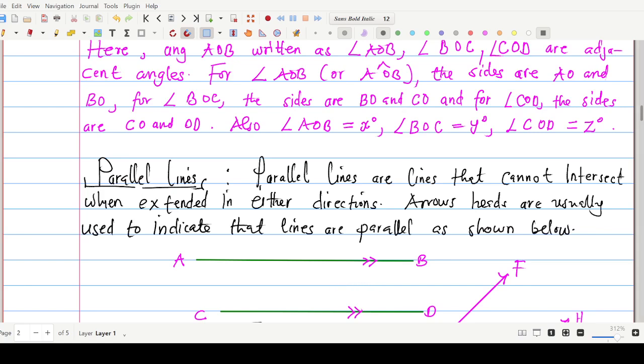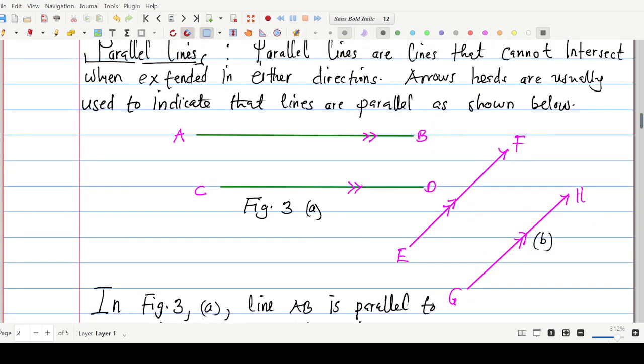Once again, the term parallel cannot be used for only one line, just as the term adjacent cannot be used for only one angle. It must be two and above. All right. So lines are parallel if they cannot intersect when they are extended in either direction, as shown in the figures below here, figure 3, part A and part B. In part A, line AB is parallel to line CD, and in part B, line EF is parallel to line GH. All right. So we're done with that.